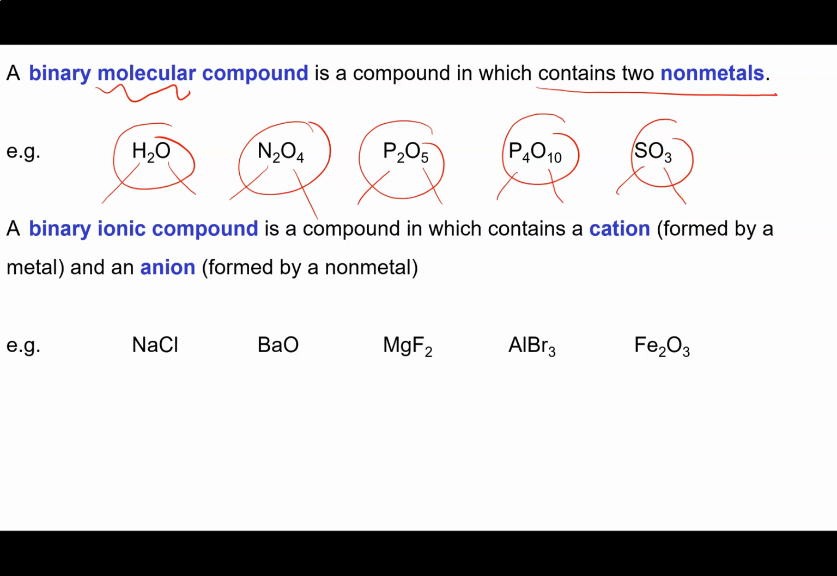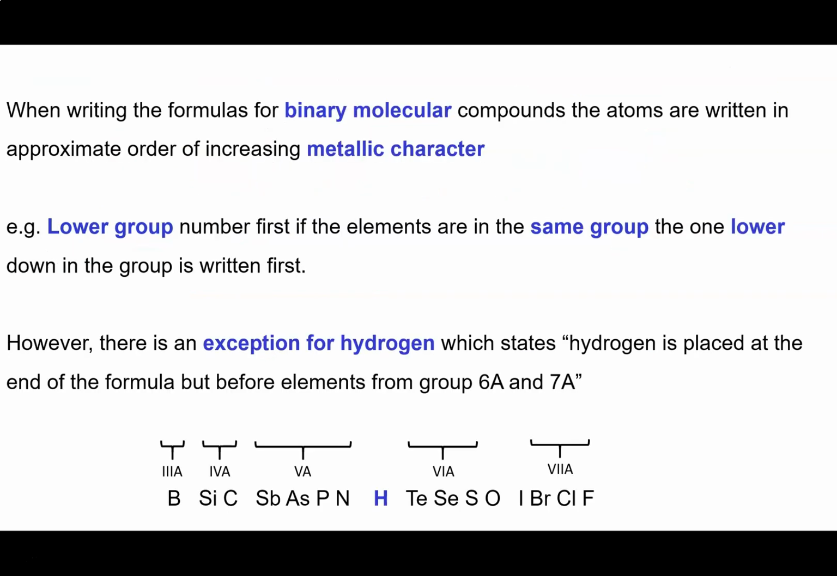You want to be able to distinguish this from a binary ionic compound, which is a compound which contains a cation formed by a metal, and then an anion, which is formed by a nonmetal. So you can tell that you've got an ionic compound because it's going to begin with a metal. So that's really about distinguishing the two. Again, we'd previously seen that, but now we want to learn how to name these binary molecular compounds.